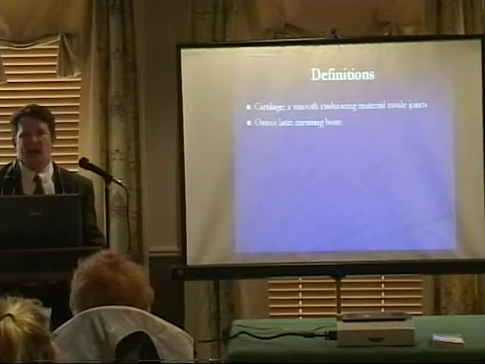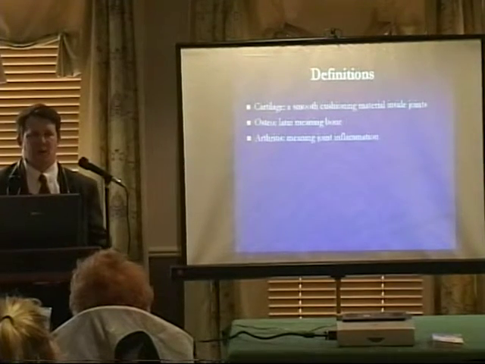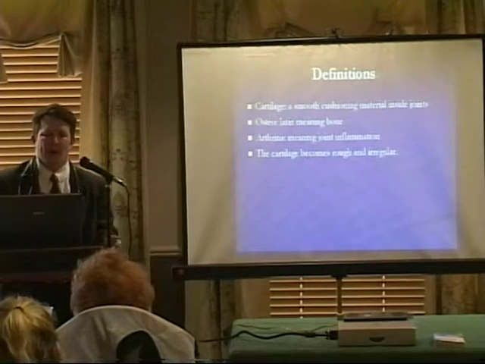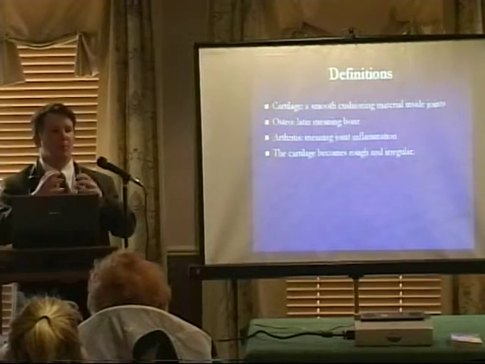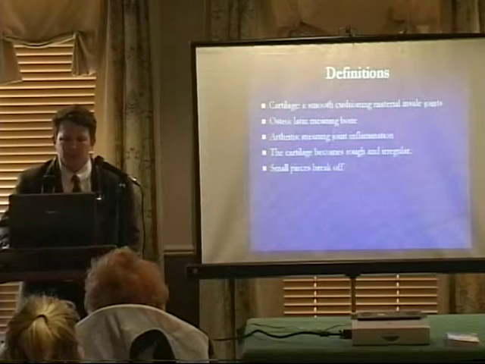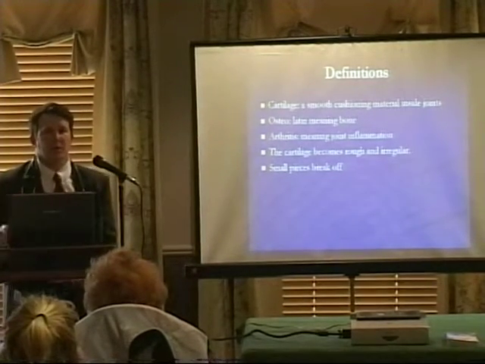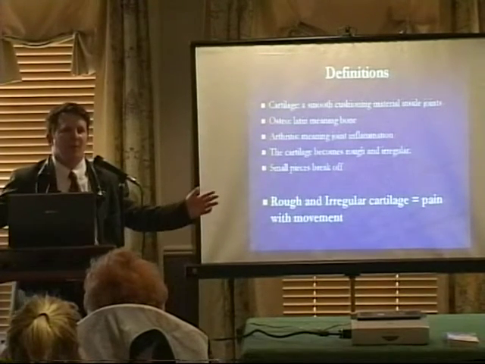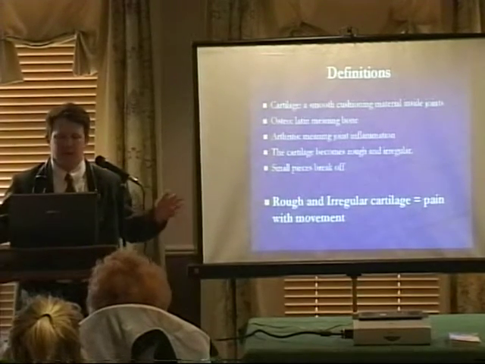Osteo, when we talk about osteoarthritis, means bone from the Latin. Arthritis means joint inflammation. So osteoarthritis means bone and joint inflammation. What happens with osteoarthritis? The cartilage becomes rough and irregular, more bone gets exposed, bone rubbing on bone, more pain. Small pieces of bone and cartilage break off, meaning more bony growth can come out, more bone rubbing on bone. Basically, rough and irregular cartilage means pain with movement.